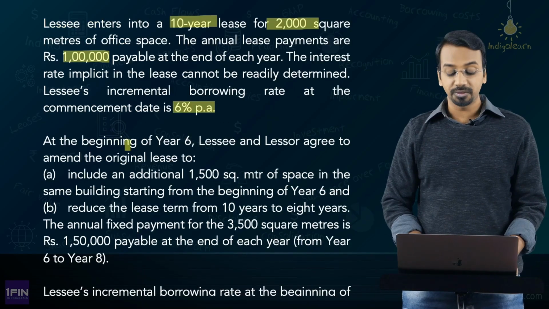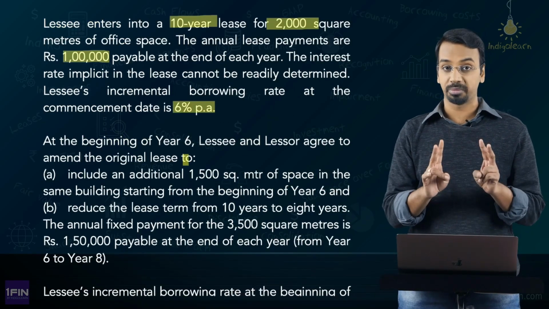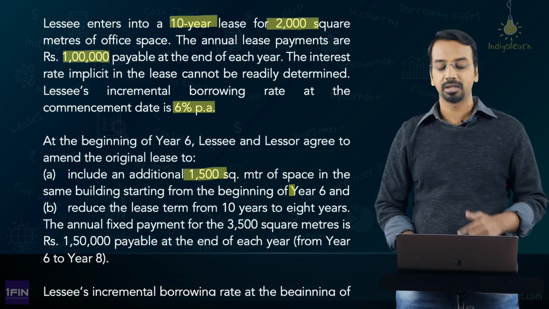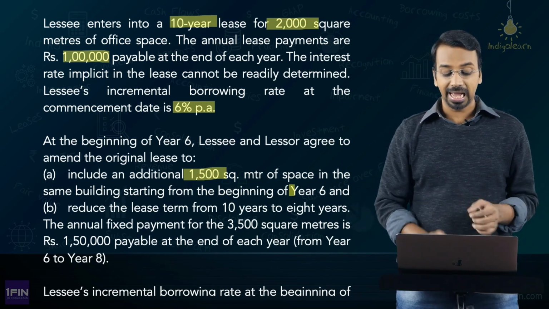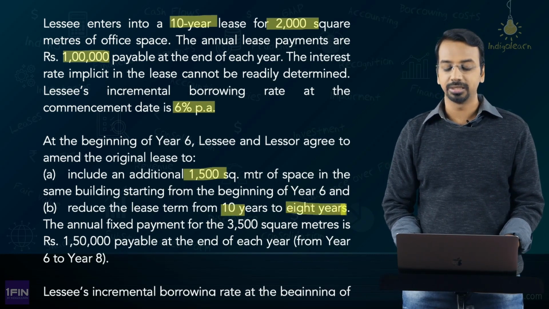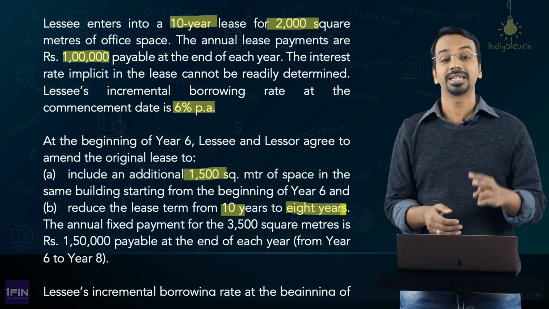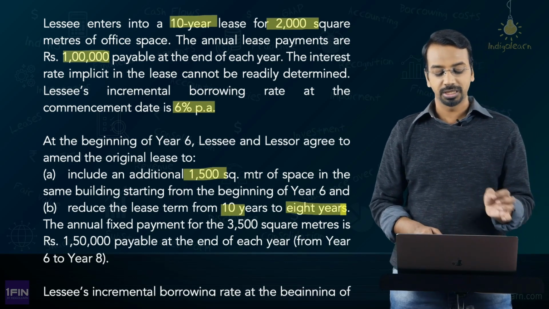At the beginning of year 6, lessee and lessor agreed to amend the original lease. So there are two amendments. First, include an additional 1500 square meter of space in the same building starting from the beginning of year 6. So you are adding 1500 square meters of space, and reduce the lease term from 10 years to 8 years. So two things have happened. One, you have taken additional space on lease, and second, you have reduced the scope of the lease by reducing the lease term from 10 years to 8 years.